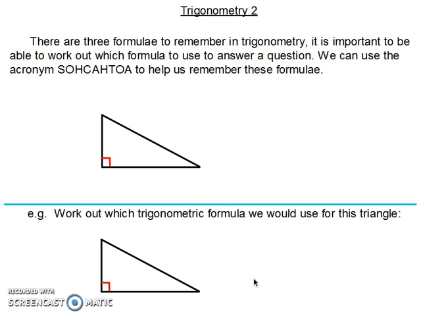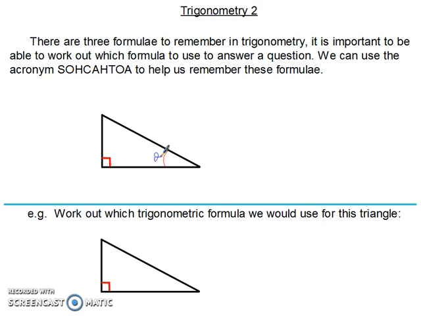We can use the acronym SOHCAHTOA to help us remember these formulae. Now then, SOHCAHTOA is an acronym. An acronym is a shortened version. I'll show you how we work with it in just a second. Okay then, let's say we're thinking about this angle here, and we're going to call this angle theta. Doesn't matter what size it is, we don't know. That's okay because we're just labelling sides.